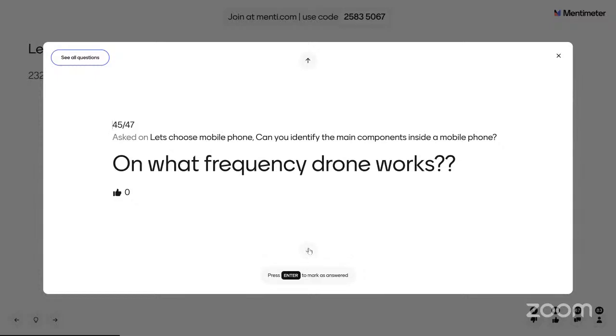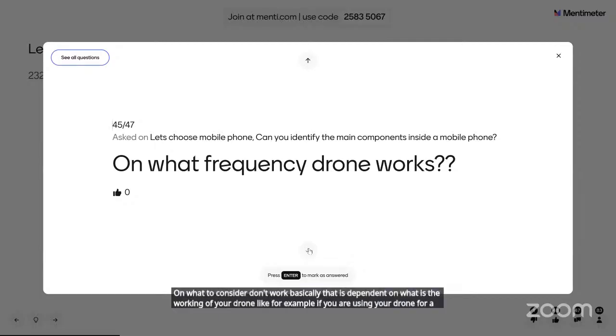On what frequency does a drone work? That depends on what the working of your drone is. For example, if you are using a drone for a lower range, you can use RF 433 megahertz.